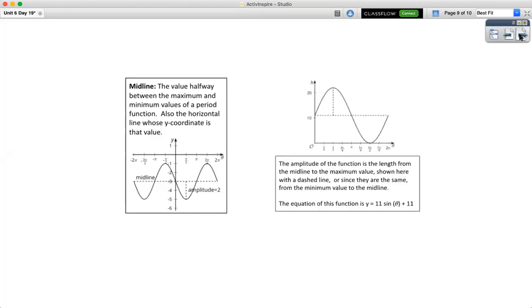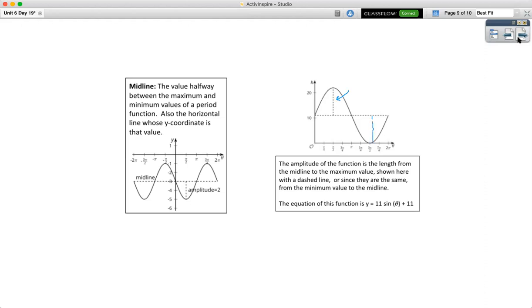The amplitude of the function is the length from the midline to the maximum value. It's shown with this dashed line right here. This dashed line tells us that from the midline, we're going up to our maximum value. That's our amplitude, that length. It's also the length from the midline to the minimum value down here as well.